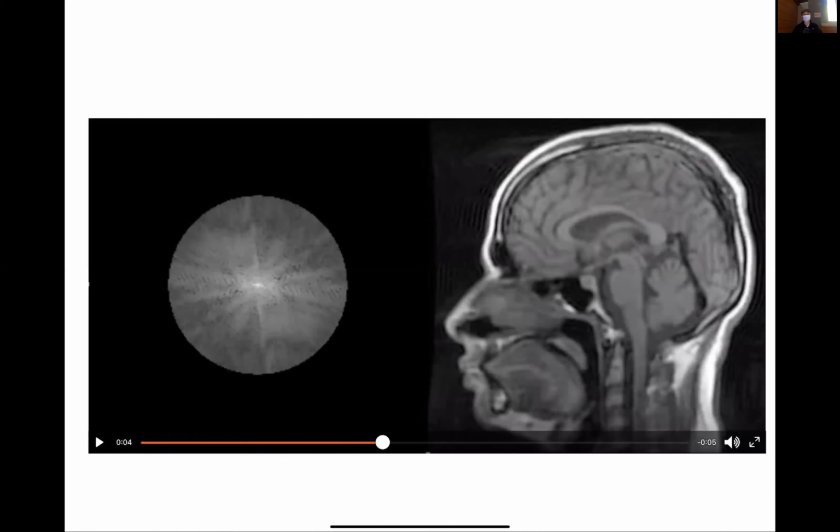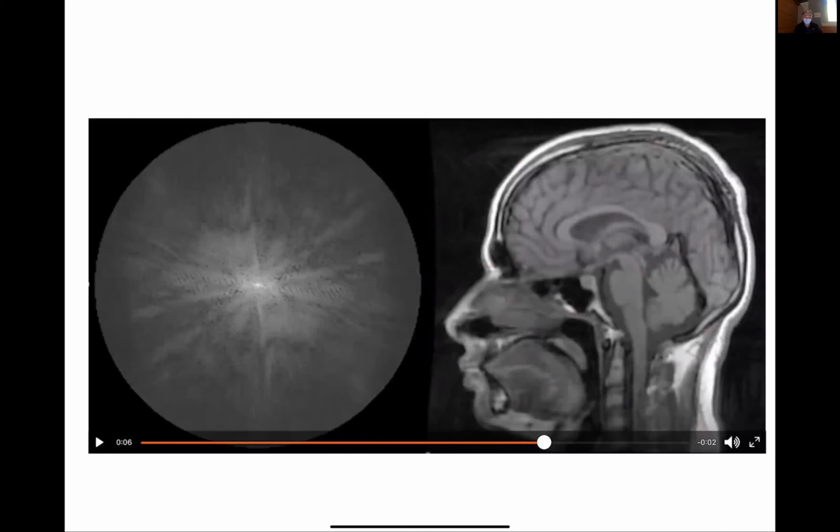Now it's getting a little better, right? You can start seeing the sulci here. You see the corpus callosum, you see the brainstem, you see the cerebellum, you even see the tongue here. Here's the nose, the sinuses, the spine, some muscles, fat, skull, skin, all right?